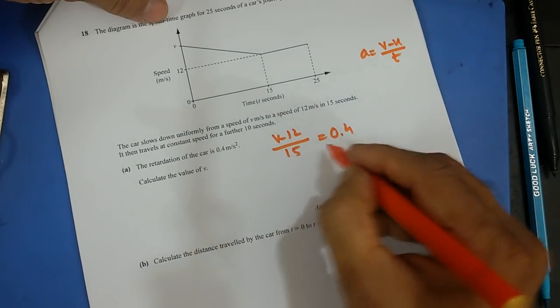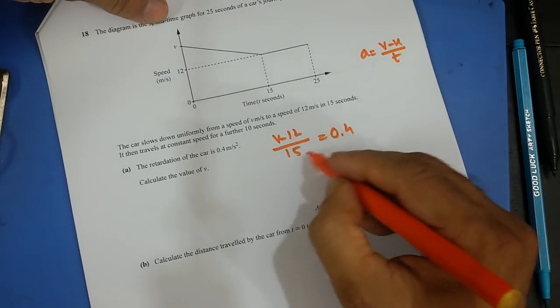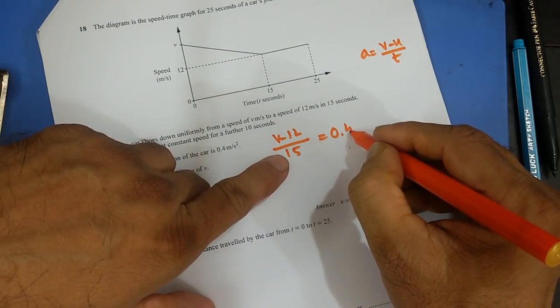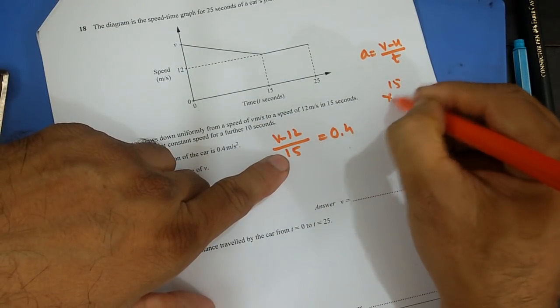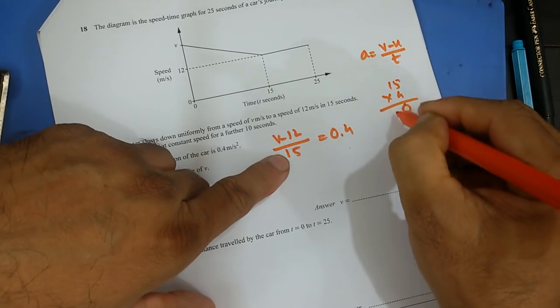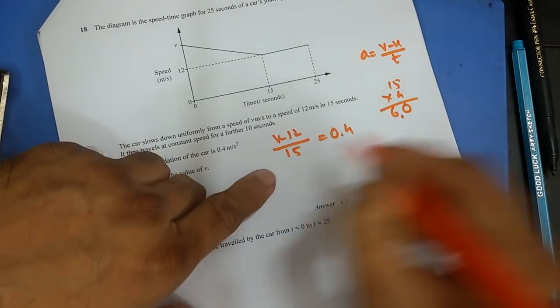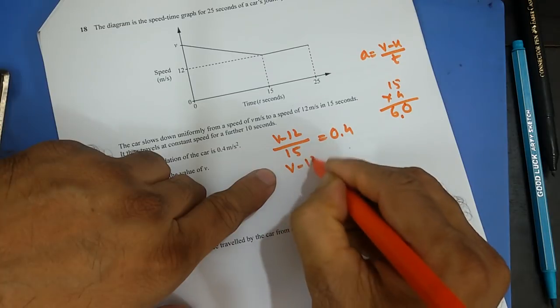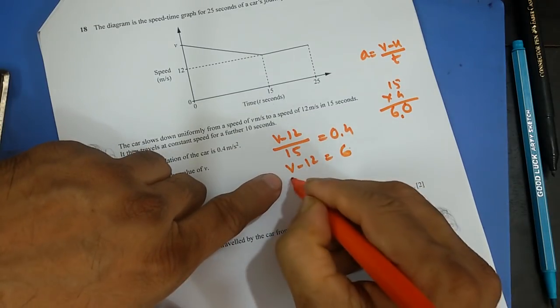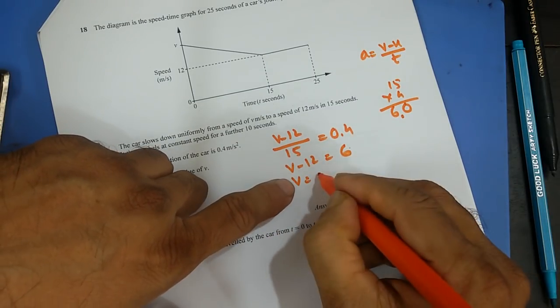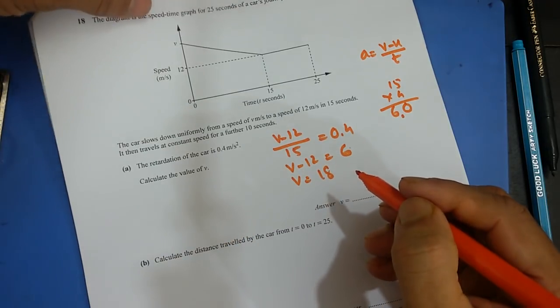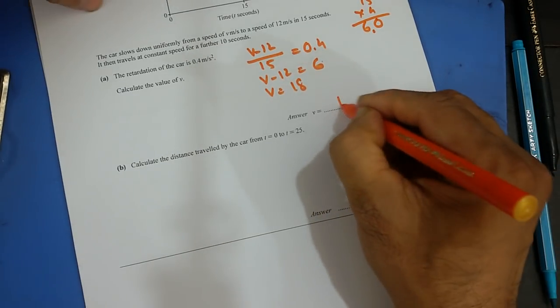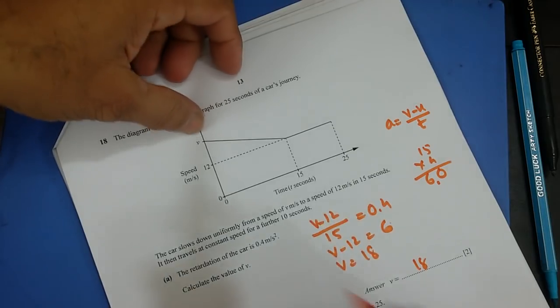So to take this one, see that 15 times 4 is your 60, but there is a point, so that's 6. V minus 12 equal to 6. Therefore, V equal to 12 plus 6 is 18. Okay, so that's gonna be 18. This V should be 18 meter per second.